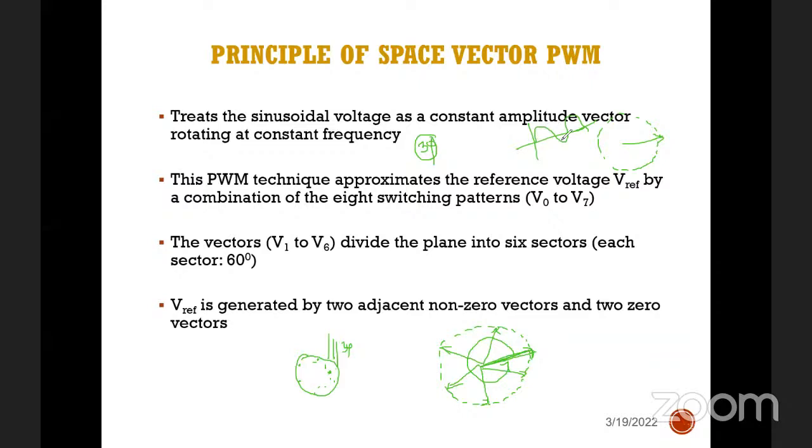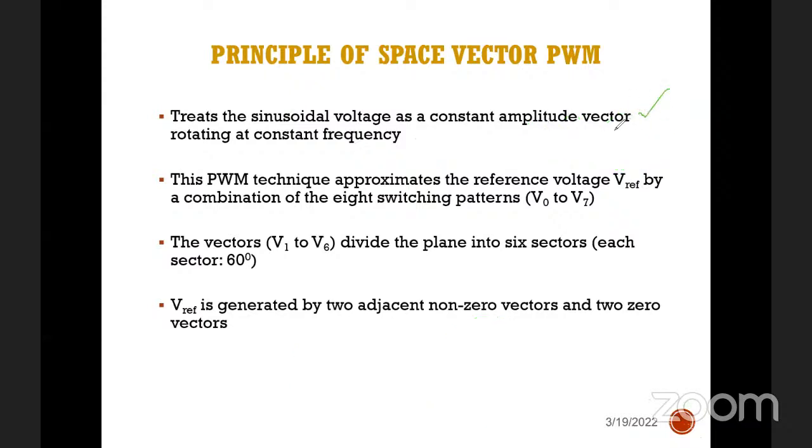A pure sinusoidal three-phase AC supply is providing a rotating magnetic field, so we are treating this sinusoidal voltage as a vector which has a constant amplitude but is rotating at a constant frequency. It rotates 50 times in 1 second, because we get 50 cycles in 1 second if the frequency is 50 hertz. This vector makes 50 cycles in 1 second. It is not a smooth rotating vector. It jumps for every 60 degrees like this. That phenomenon is what we are going to assume for the space vector pulse width modulation technique.